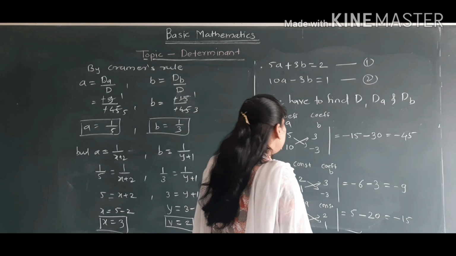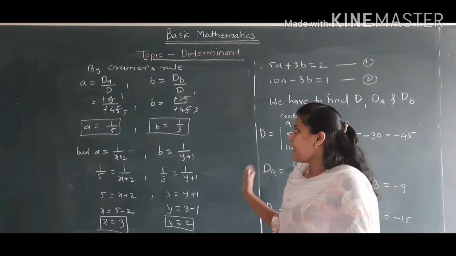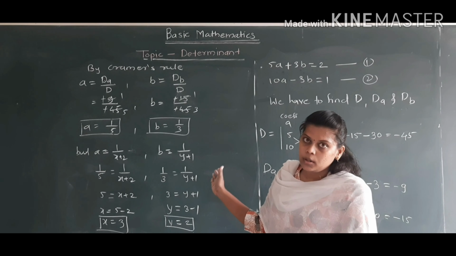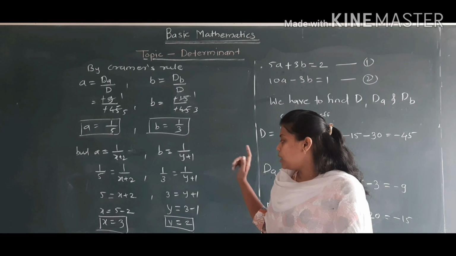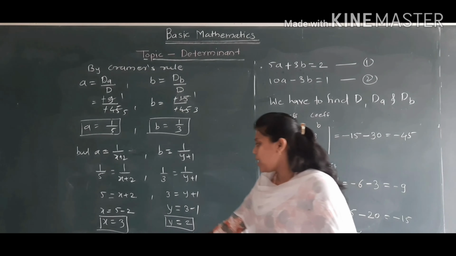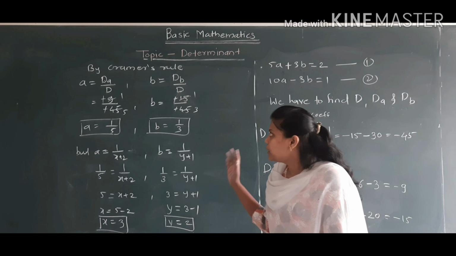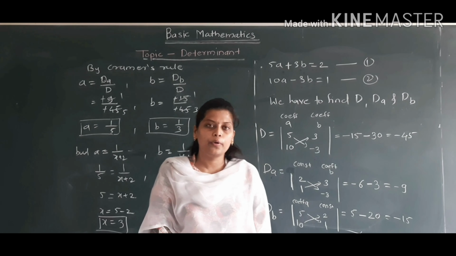In this problem, the important point is that if the question has the variables x and y, then the answer must be in x and y. We must find the values of x and y. Okay, this is Cramer's rule for two equations in two variables.